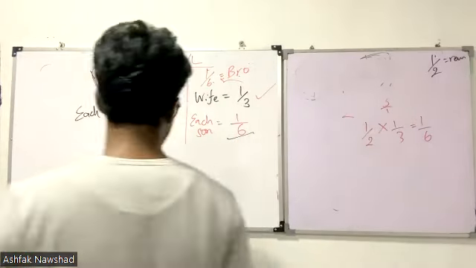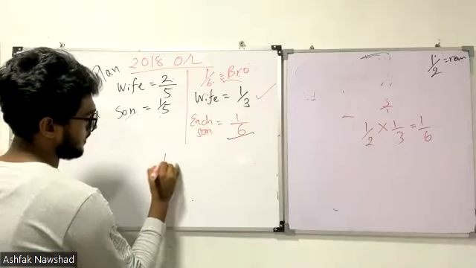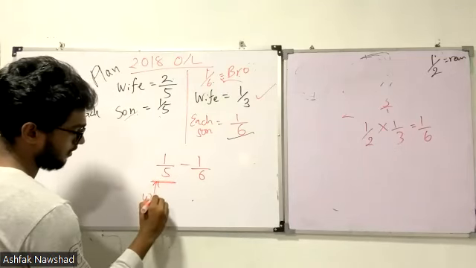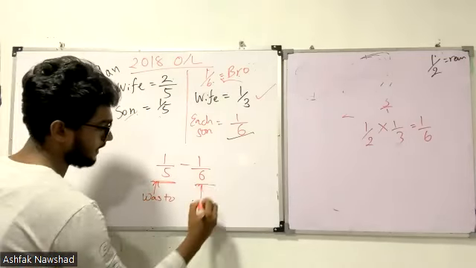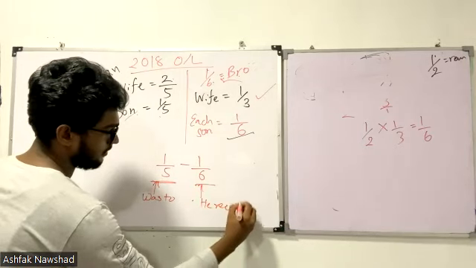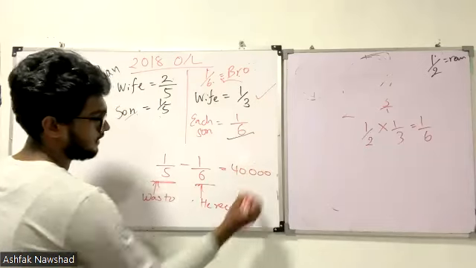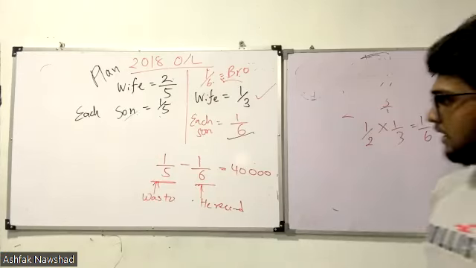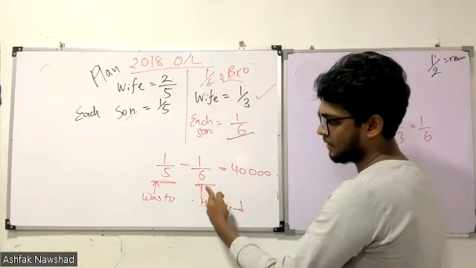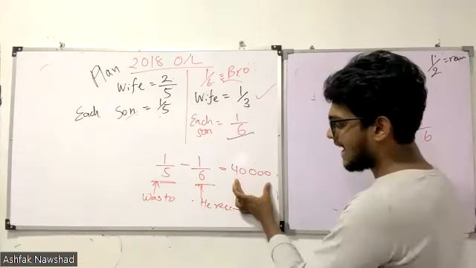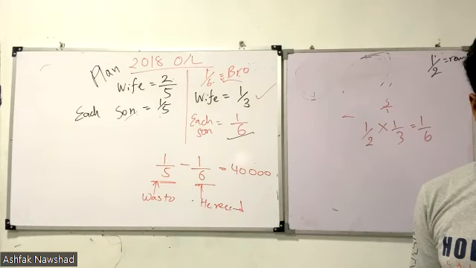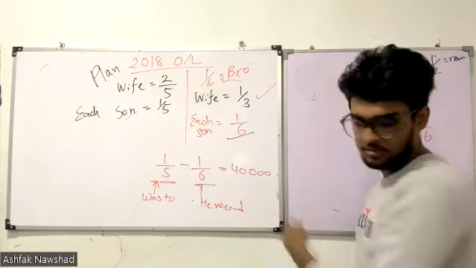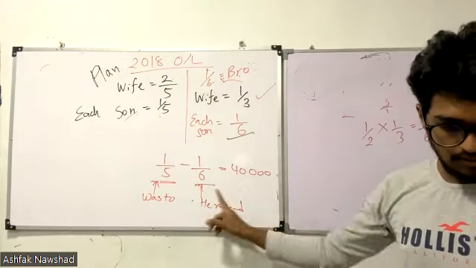So we can understand this like this. 1/5, this is what he was to receive, but this is what he received. So the difference must be 40,000, right? He was to receive 1/5, but he received 1/6, so he is lacking 40,000. Is it clear? If the person hadn't given money to his brother, the son would have received 40,000 more. Is this equation clear?